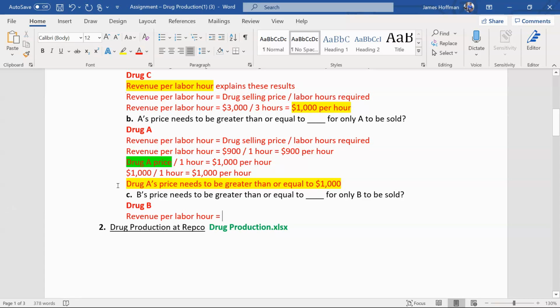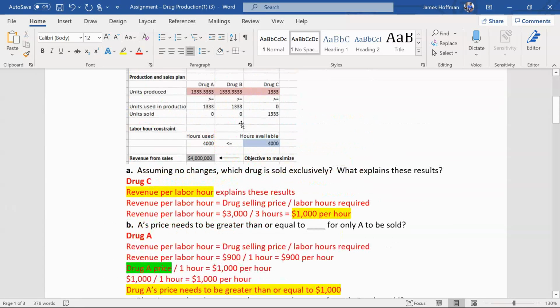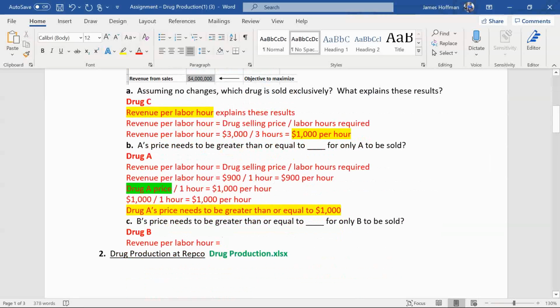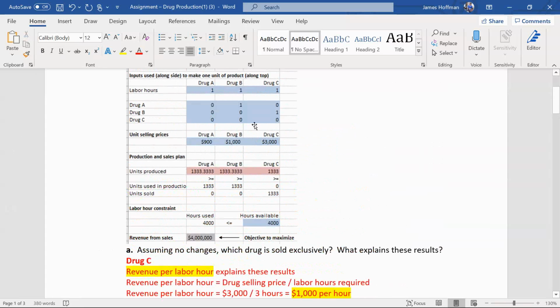Okay, so for drug B, the revenue per labor hour currently is the selling price right here, which is 1,000. All right, that's given. And how many hours does it take to make drug B? That's the question for you guys. So how many total hours does it take to make one drug B?